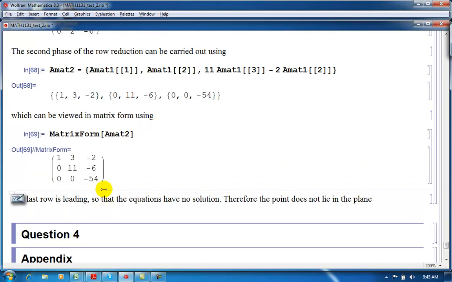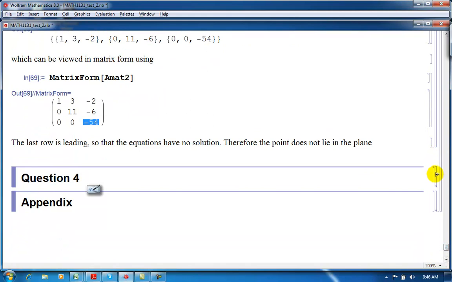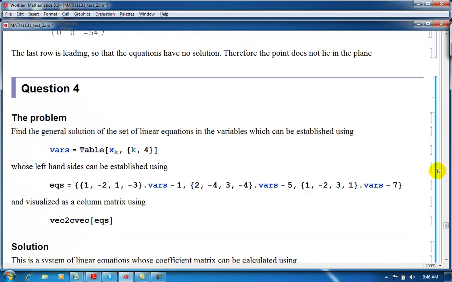And if we now go back to the original equations, those corresponding to the bottom row will be 0 times the first parameter, lambda, plus 0 times mu, which is 0, is equal to minus 54, and that can't be true. So in other words, the equations have no solution, and therefore the point does not lie on the line. Goody. So we're almost there. Let's go to the last problem.